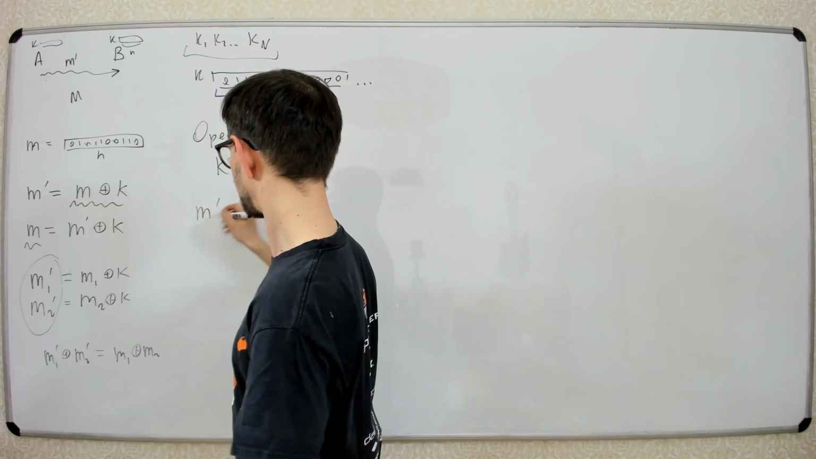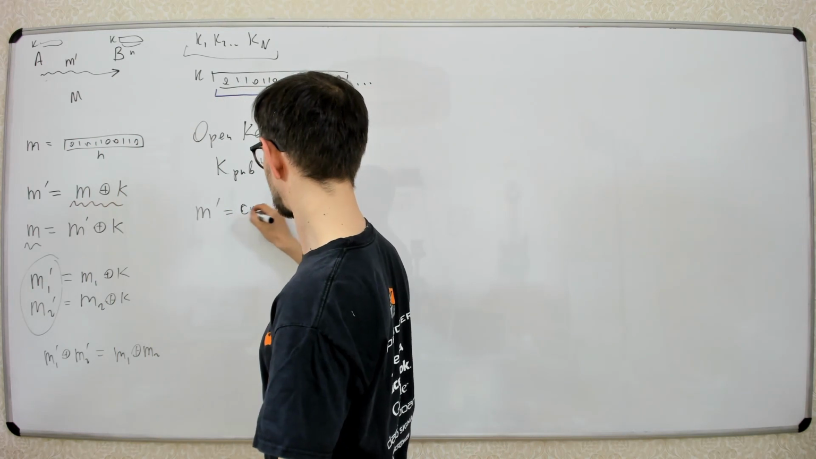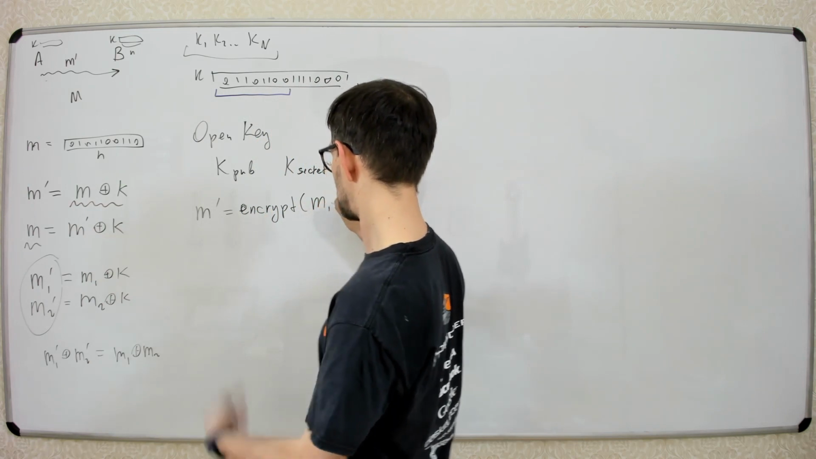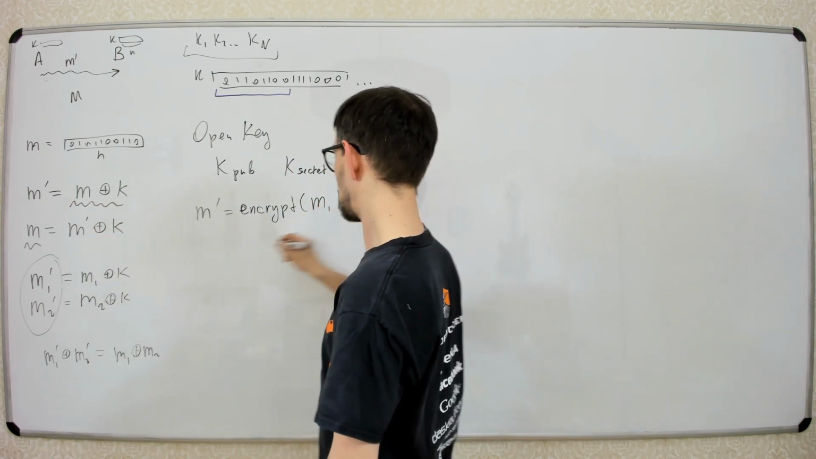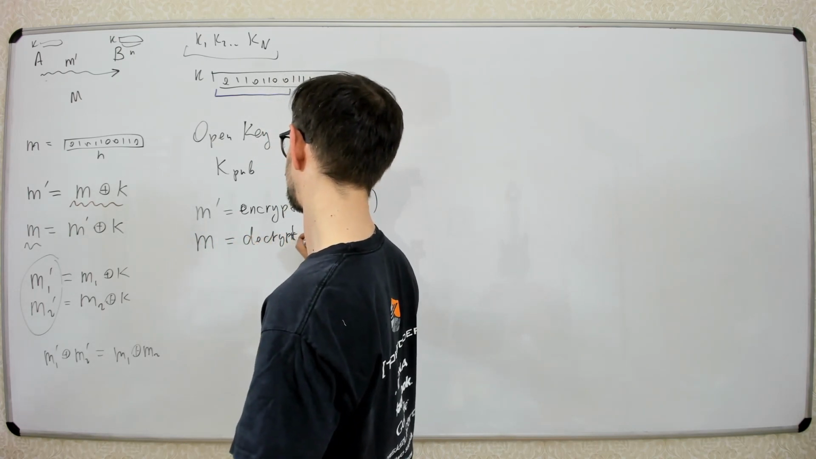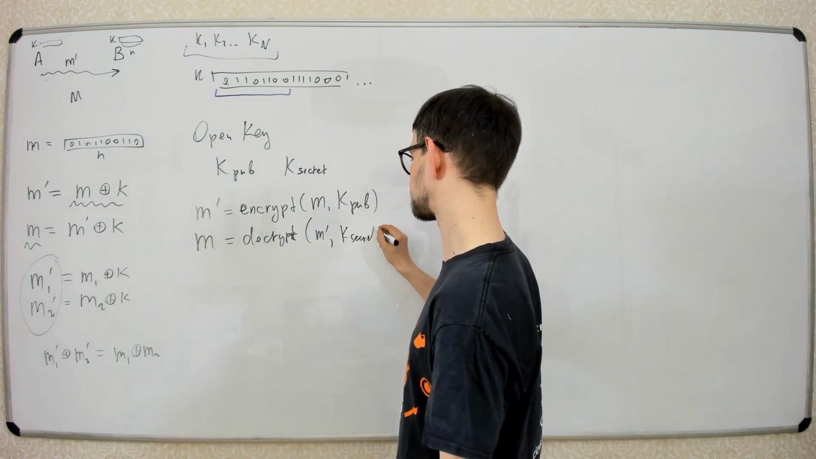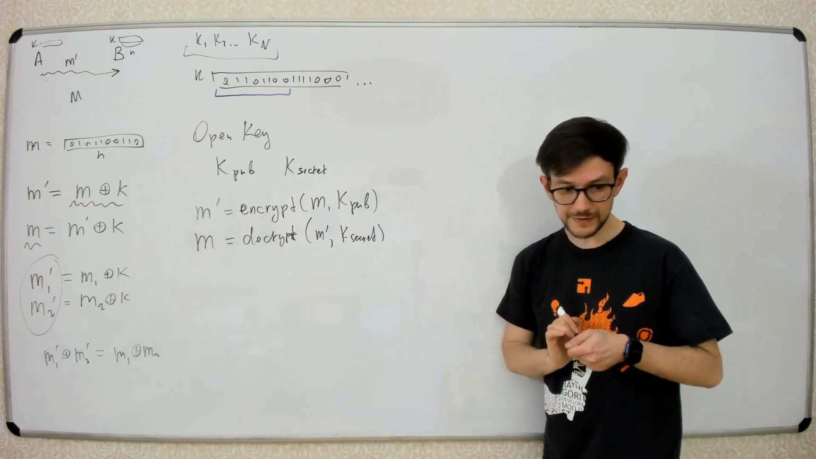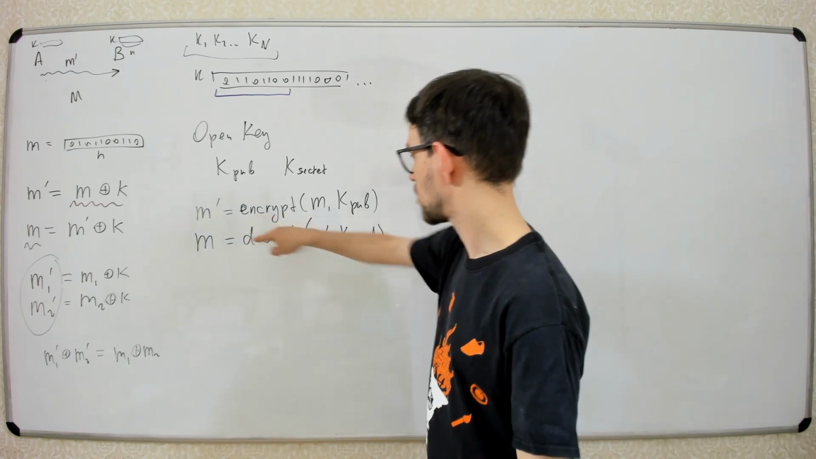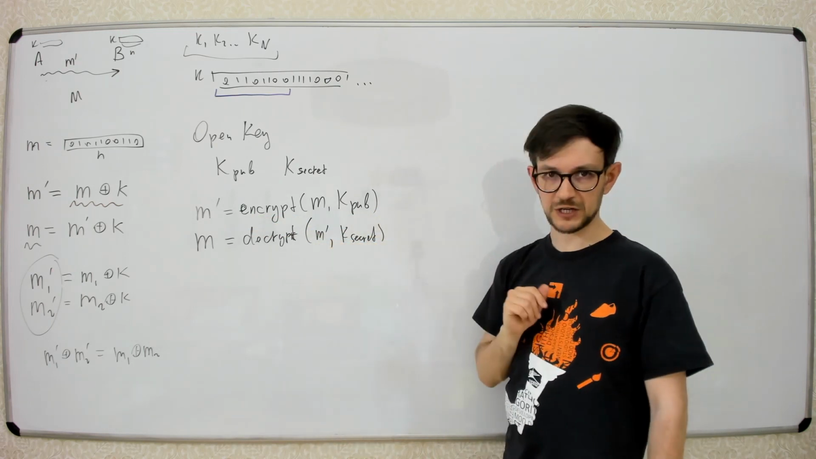You have M prime, encrypted from M using this public key. And when you decrypt your data, you take this encrypted message and this secret key. So it's not symmetrical. To encrypt the message, you use only this public key, but to decrypt the message, you need to know this secret key.